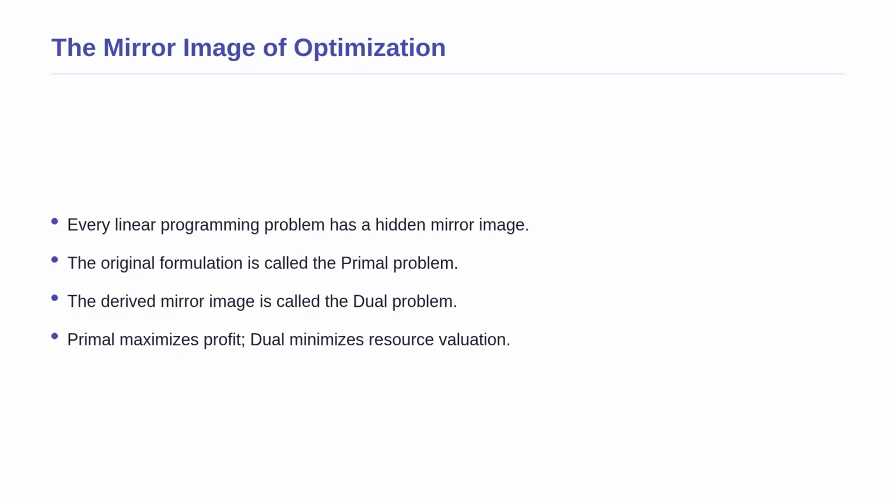Now, imagine a competitor wants to buy your entire bakery operation. They want to minimize the total price they pay you, but they must offer at least as much money as you would have made baking. This competitor's perspective is the dual problem. In linear programming, every single optimization problem has this hidden mirror image problem attached to it.